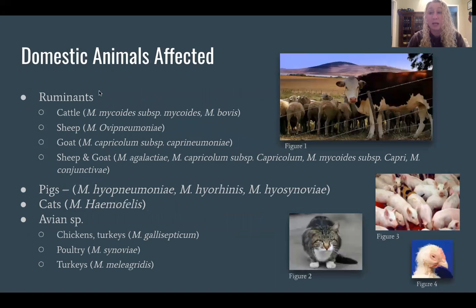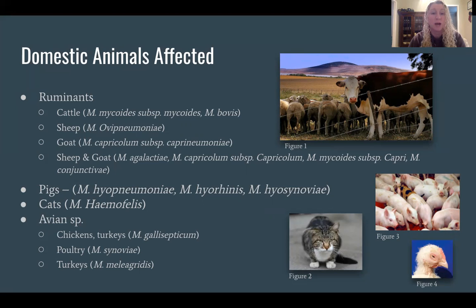Some of the domestic animals it affects are your ruminants, so your cattle, sheep, and goats, and there are ones for sheep and goats. Also your pigs, and then there is a Mycoplasma in cats. And then you also see it in your avian species, so chickens, turkey, and poultry.